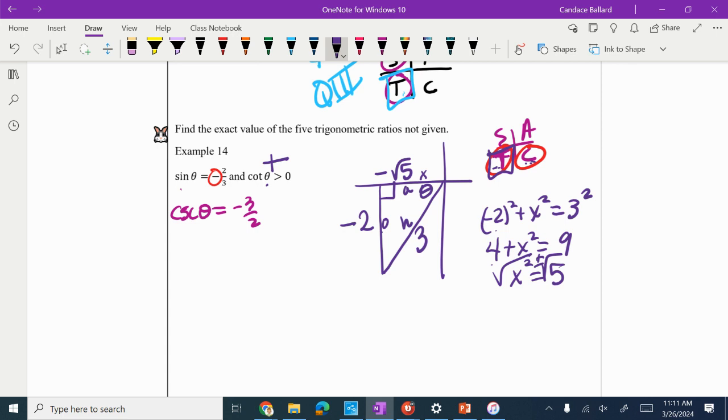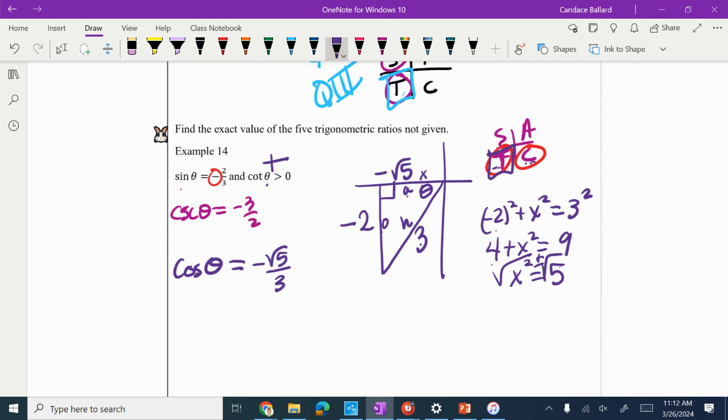Okay. All right, now we're ready to do our other trig ratios. So I have sine and cosecant. I'd probably do cosine next. The order does not matter whatsoever. All right, cosine, adjacent over hypotenuse. So negative square root of 5 over 3.